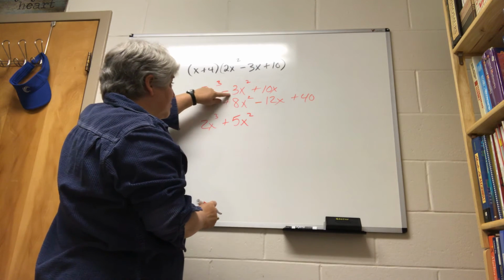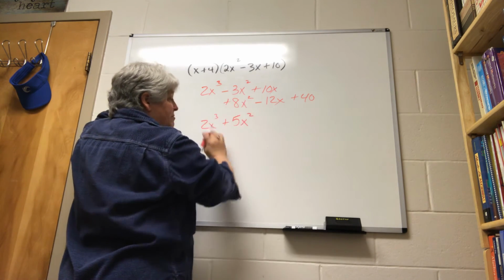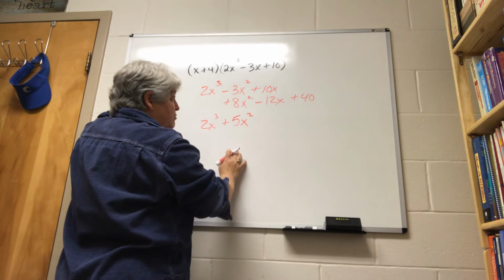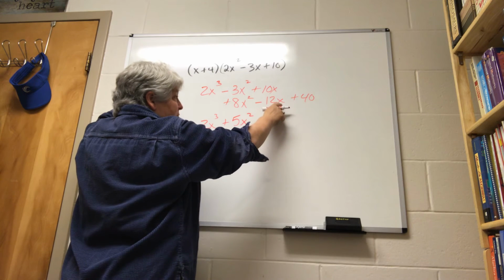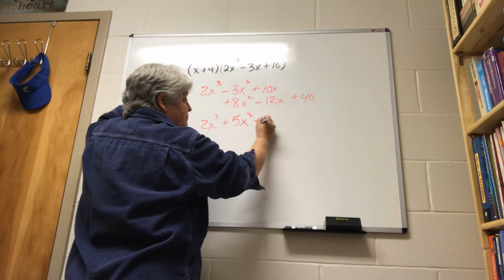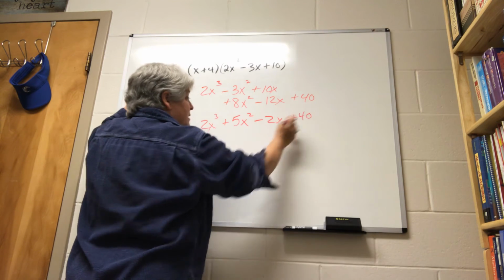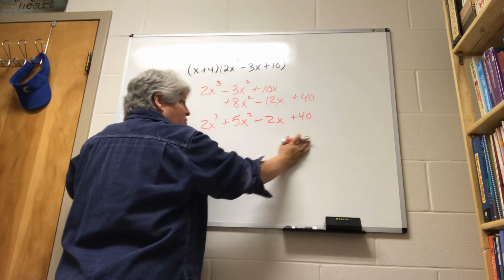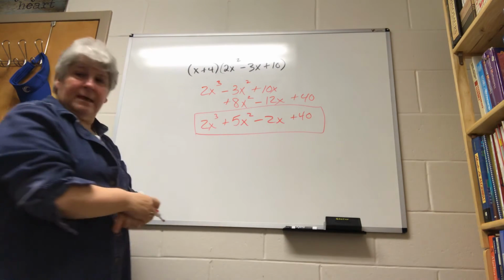So this is where we say negative 3 of these plus 8 of these same things. So you just add or subtract the coefficients. 10 of these minus 12 of these very same things. And then the 40 has nothing to combine with. And none of these are like terms with each other. So there is your final answer.